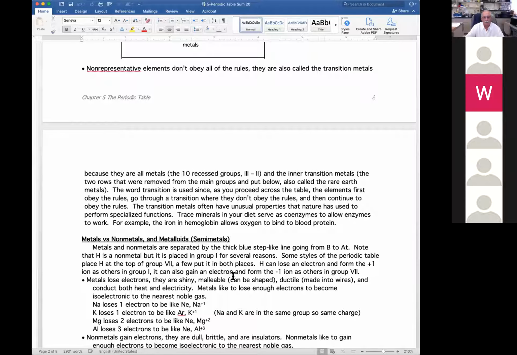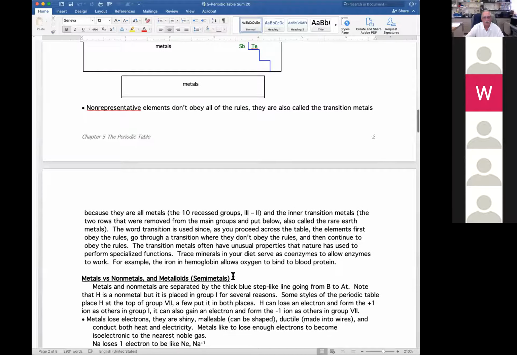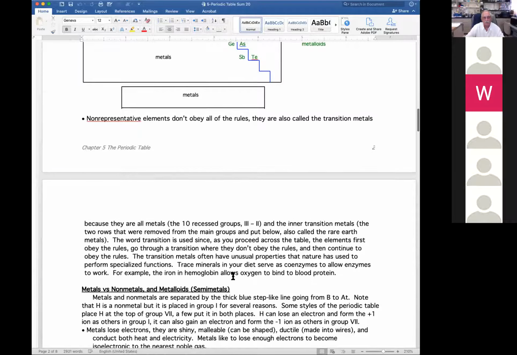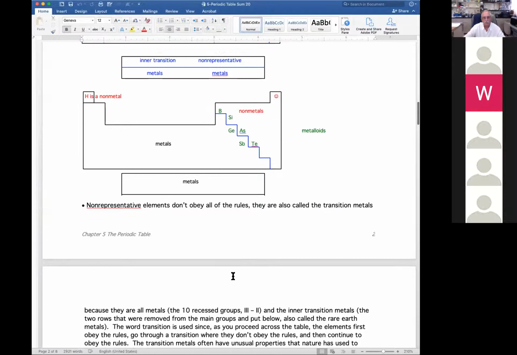And then there were several questions. Why do non-representative metals not obey all the rules? Because what we learned in chapter 8 is these are the noble gases. That's why the little happy face there. They're already happy. So if you're here, you want to get here. If you're here, you got to go backwards to get here. But if you're over here, there is no way that you're going to be able to gain that many electrons or lose that many electrons to become like a noble gas. So you have to do things differently.